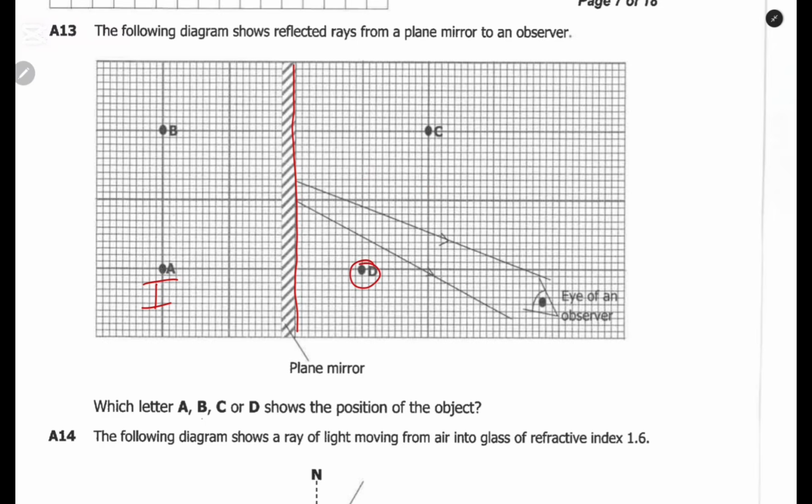this one. Look at the rays, how they are moving. So this is the one that is here. So you're able to reflect, and of course it is seen on the other side. Therefore the answer here is C. Okay, that is for question 13.